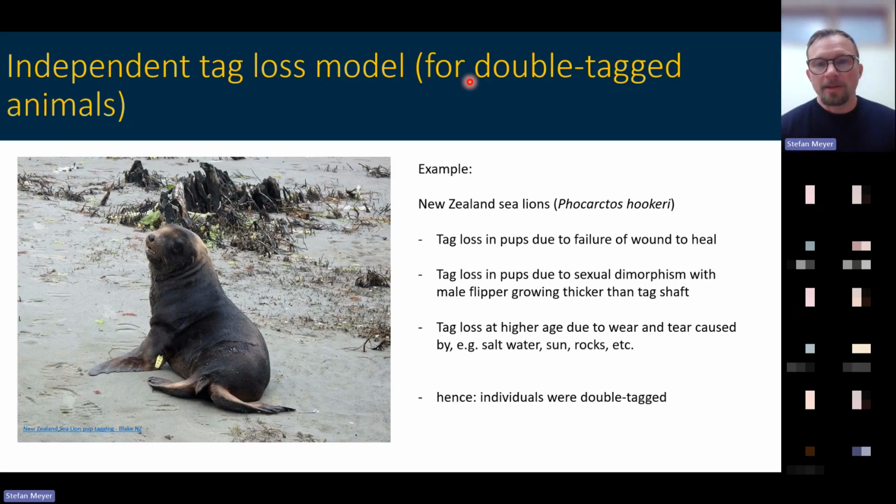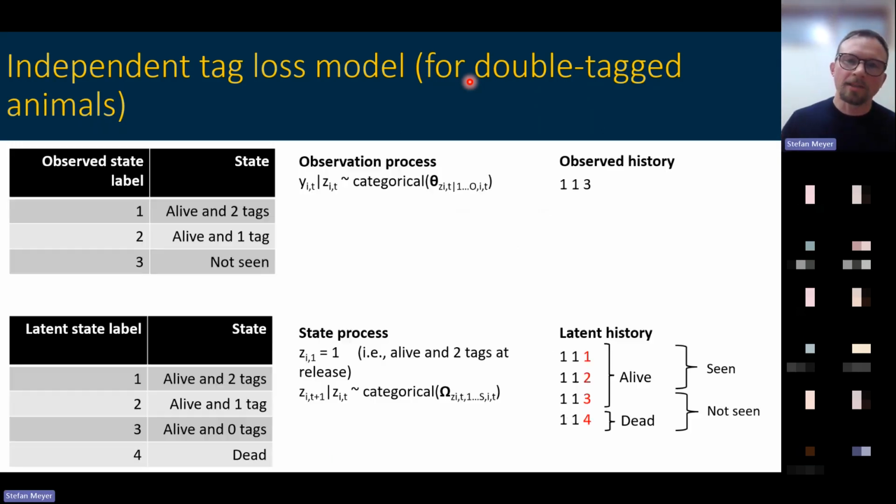And then simply in older animals, or as they age, there occurs simple wear and tear, caused by, for example, salt water, UV radiation, and rocks as animals enter and leave the sea. And therefore, animals have been double-tagged. And this provides opportunity to develop a CJS model that accounts for potential tag loss. So how can we develop such a model in that context?